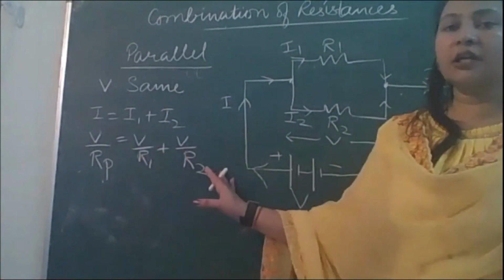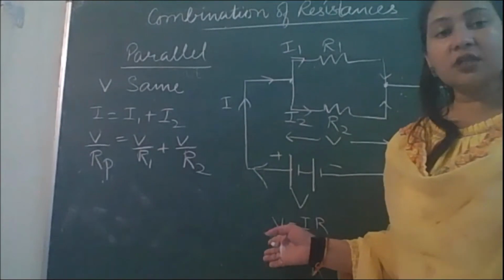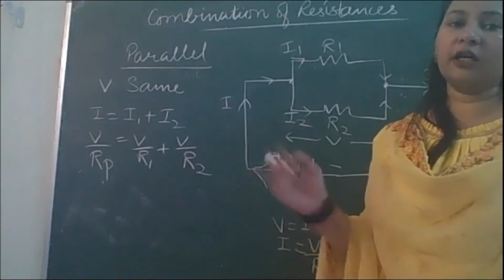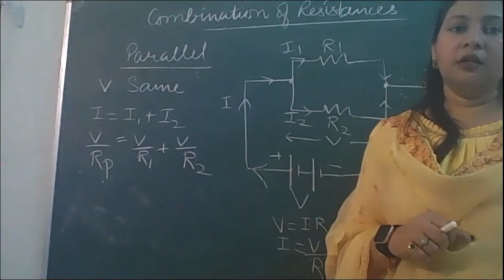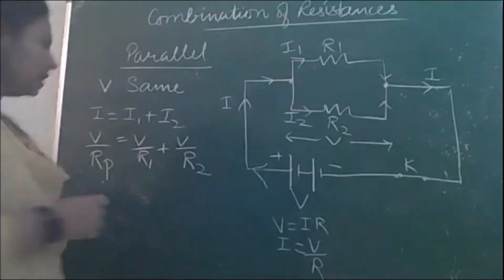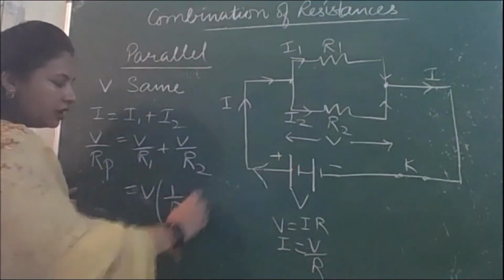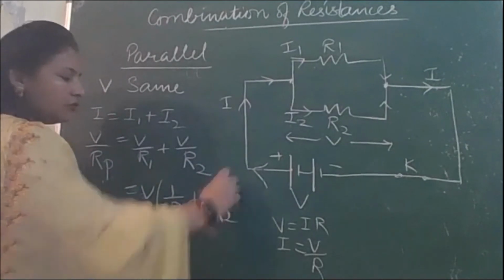If this step is not clear, you can ask. Simply using Ohm's formula, we have written I1, I2, and I as the total current. All right. So let us take V common from the right hand side. In the bracket we are left with 1 over R1 plus 1 over R2.